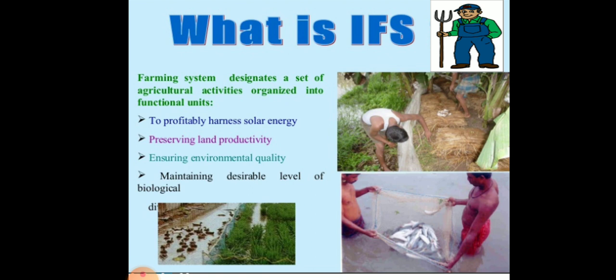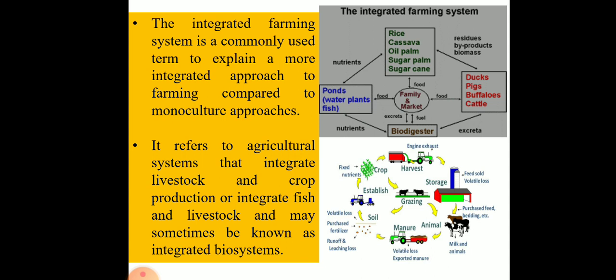Okay, so what is IFS? So a farming system designates a set of agricultural activities organized into units. Like, for example, preserving the land productivity, you were to improve the productivity of your land. So, maximize its usage. Okay, so the integrated farming system is a commonly used term to explain a more integrated approach to farming compared to monoculture approaches. That's what I mentioned a while ago, that an integrated approach of farming is better than monoculture. Monoculture means only one approach in farming.